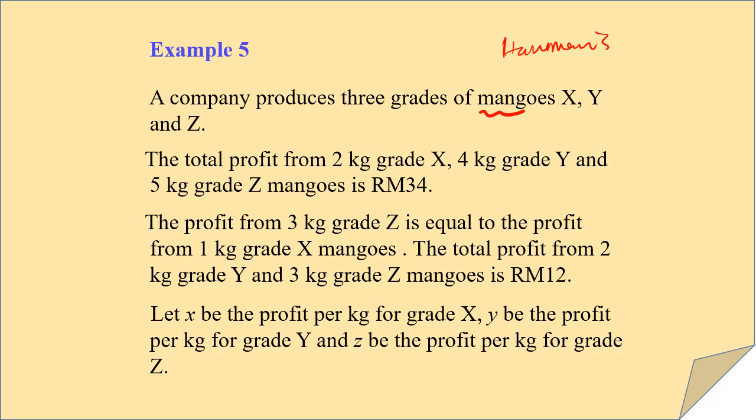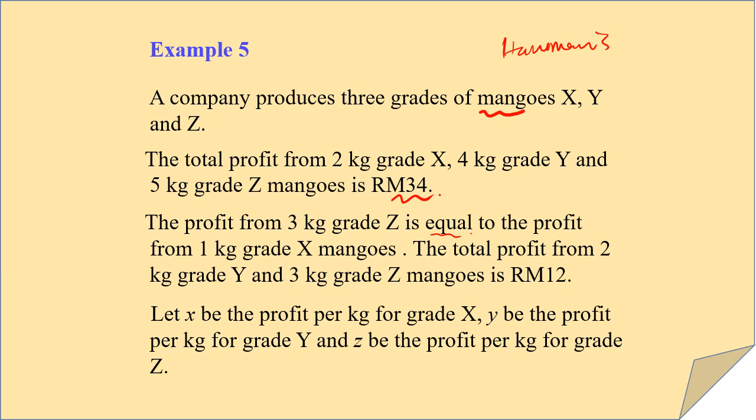The total profit from 2 kilograms of grade X, 4 kilograms of grade Y, and 5 kilograms of grade Z mangoes is 34 ringgit. So from here, we have a total profit from a combination of grade X, Y, and Z. The profit from 3 kg of grade Z is equal to the profit from 1 kg of grade X mango.